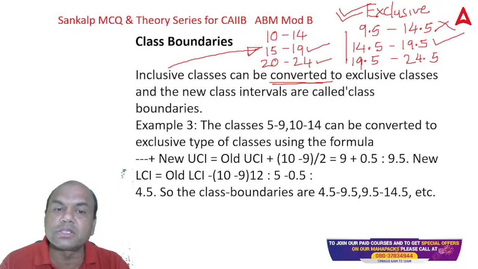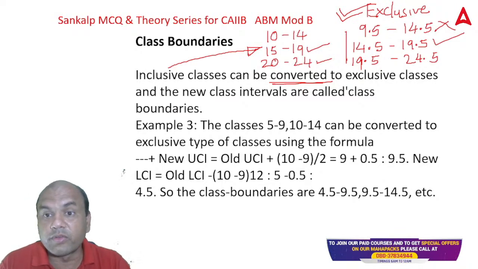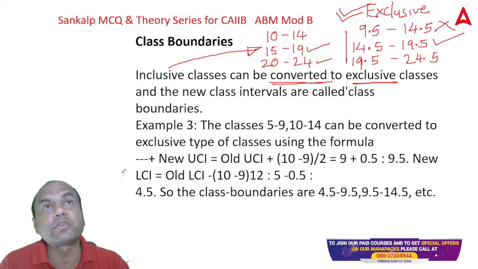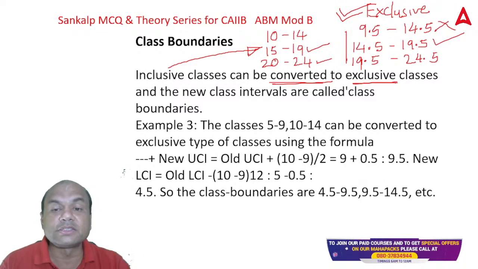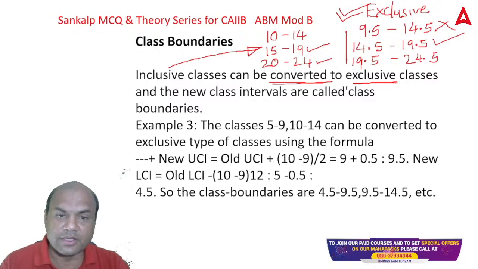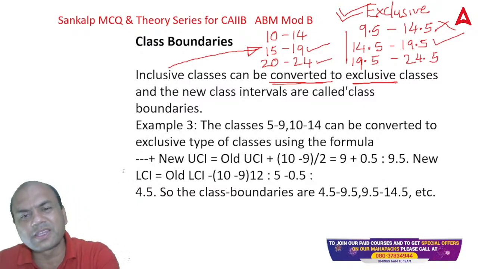We never use inclusive class while solving the numericals. Never ever. We always use exclusive. Even if you have inclusive class, you have to convert it to exclusive. You have to convert it, remember. Okay. And the new class intervals is called as class boundaries. Okay. Now the remaining thing is simple. The same thing I have explained you. Okay. Let's move on. You can read this if you want.